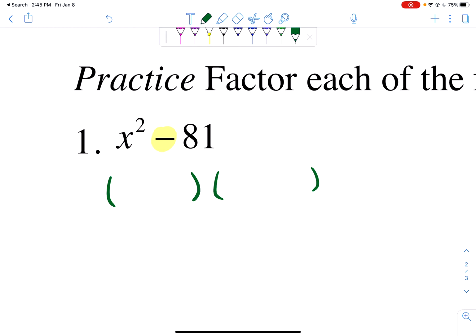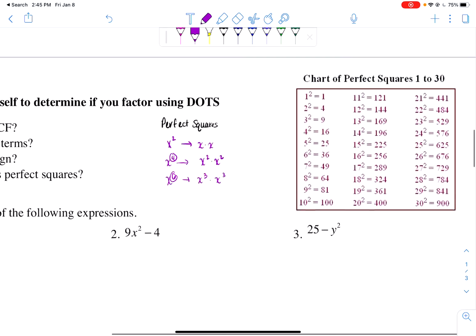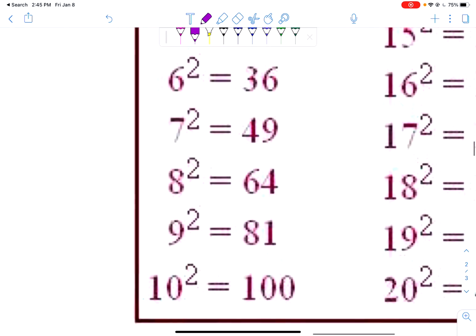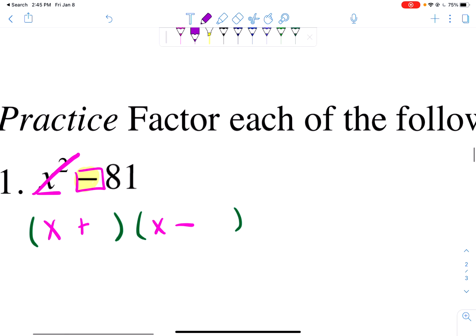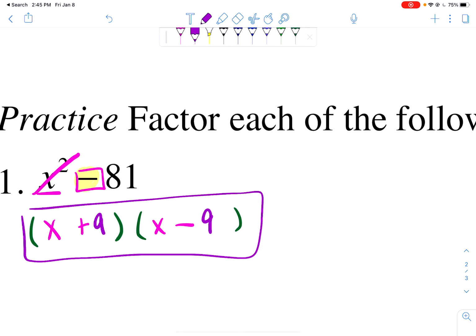So how do I break apart an x squared? Well, x times x is x squared, so I'm going to put an x and an x. I'm now going to do a plus and a minus. I'm done with my x squared, so I'm going to cross it out. And I need to ask myself, what times itself is 81? Well, if you look at your chart, 9 makes 81. So I'm going to put a 9 and a 9. So x plus 9 and x minus 9 is your final answer.